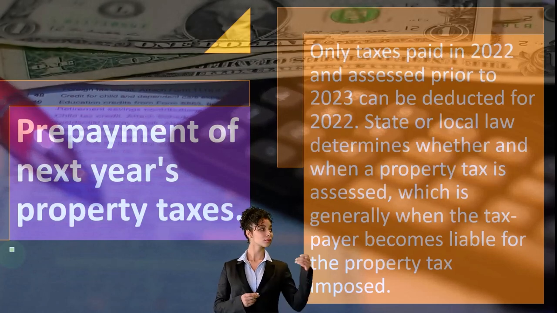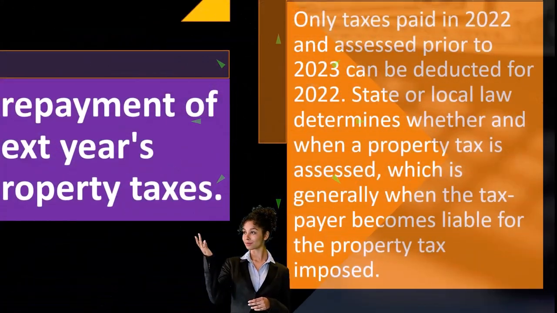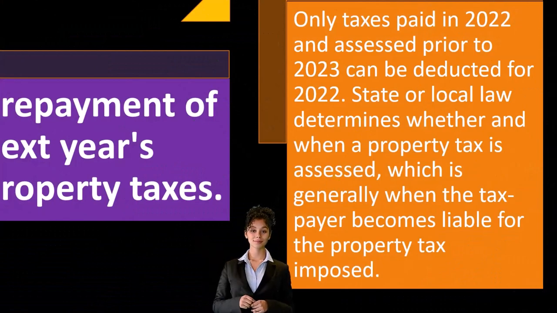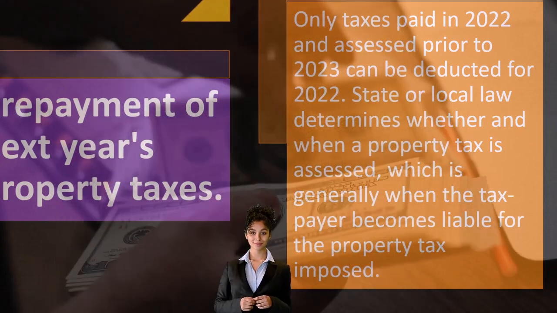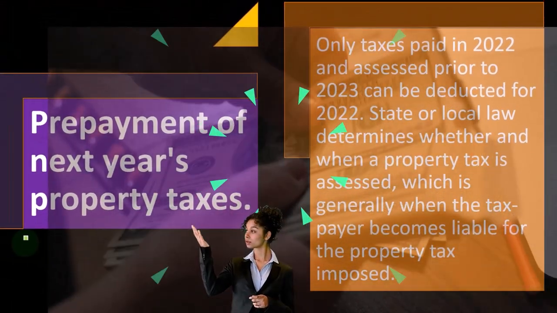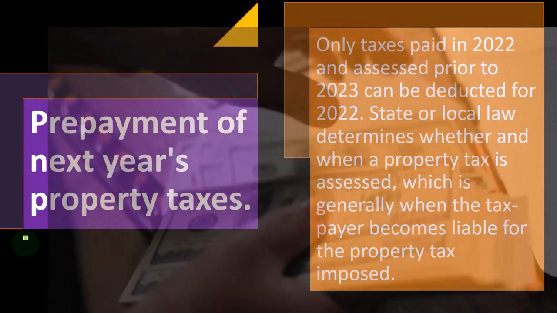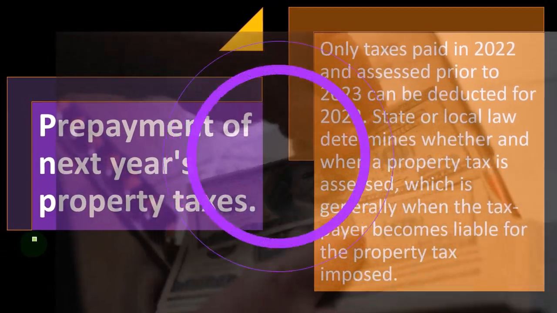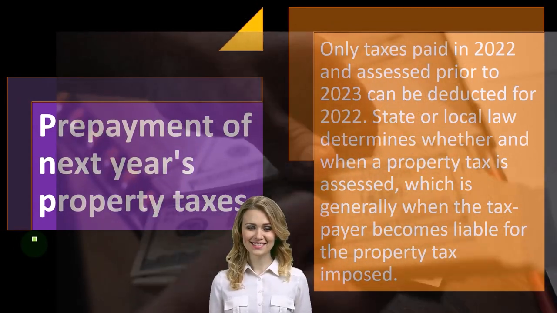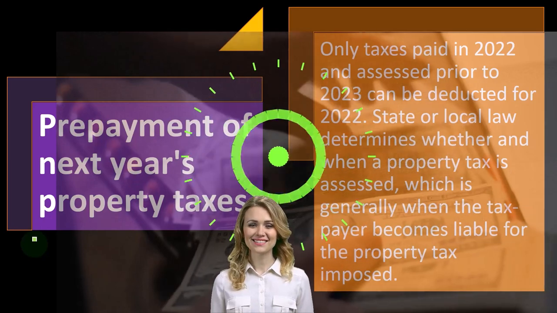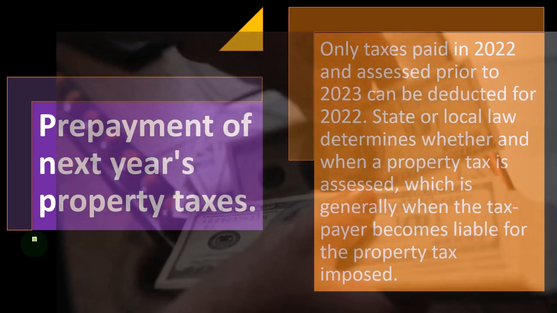So prepayments of next year's property taxes: only taxes paid in 2022 and assessed prior to 2023 can be deducted for 2022. So notice we have a cash-based system here for the most part, and cash-based systems are actually more manipulable than accrual-based systems, but they're easier to track. So if you have the cash flow, you might say, hey, look, I earned more money this year than I'm going to earn next year for whatever reason. If that were the case, why don't I just prepay a bunch of these expenses? Why don't I just pay for my property taxes for the next 10 years this year, because I happen to earn a lot of money this year or something?